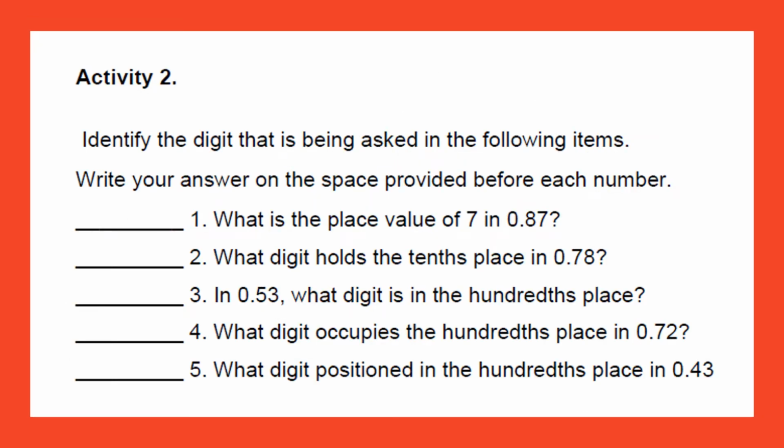Activity 2. Identify the digit that is being asked in the following items. Number 1. Write your answer in the space provided before each number. Okay, write what is the place value of 7 in 87 hundredths. Place value of 7. Correct, it's hundredths.